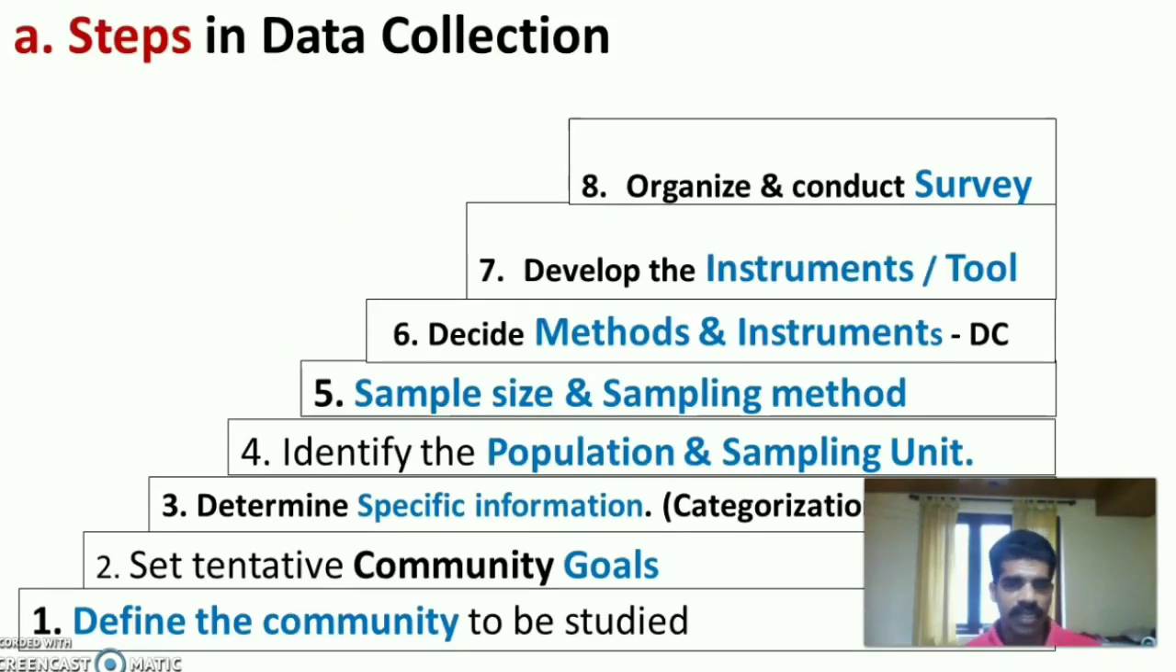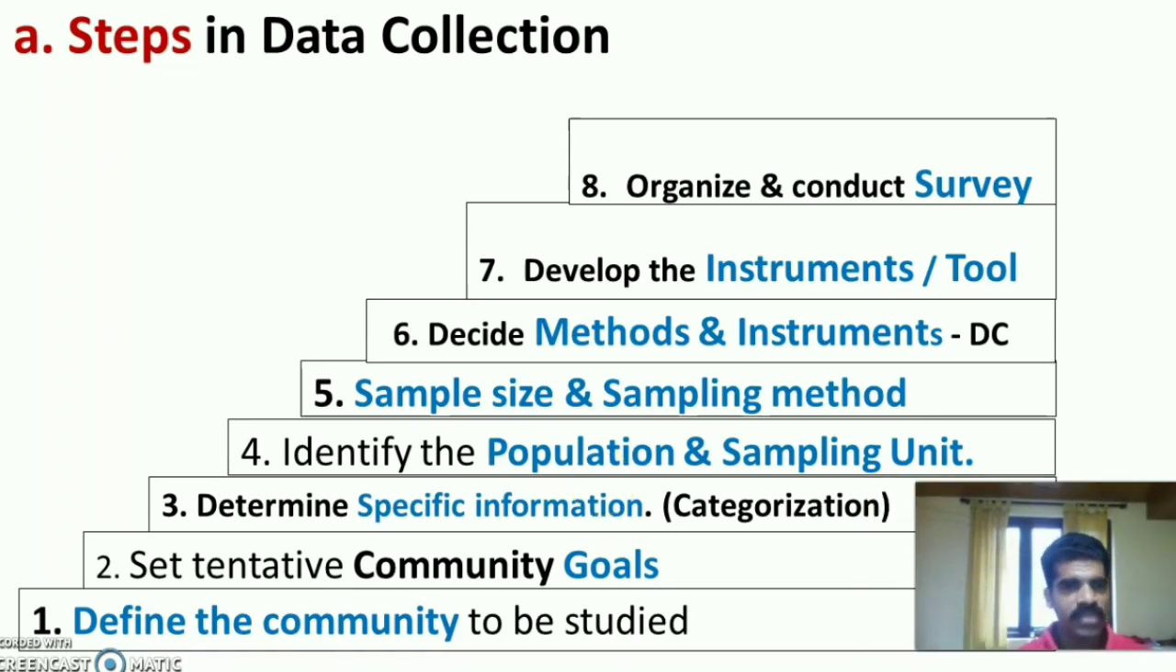Steps in data collection. There are 8 steps in data collection. First step is define the community to be studied or to be collected data. Set tentative community goals. Third step is determine the specific information required or categorization of information required. The fourth step is identify the population and the sampling unit from the community. Then fifth step is choose the sample size and sampling method. Sixth step is decide methods and instruments for data collection. Seventh one is develop the instruments and tools based on the methods and instruments already decided. Then eighth step is organize and conduct the health survey to collect the data or information.